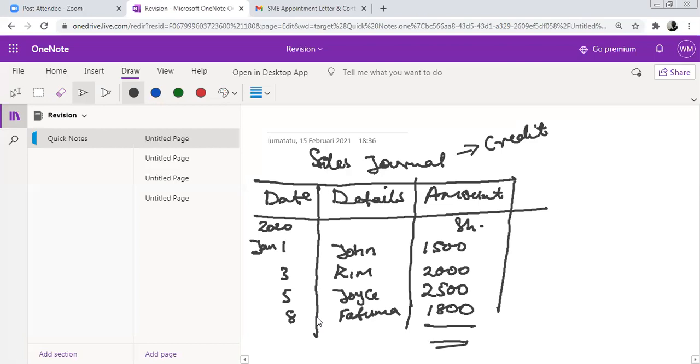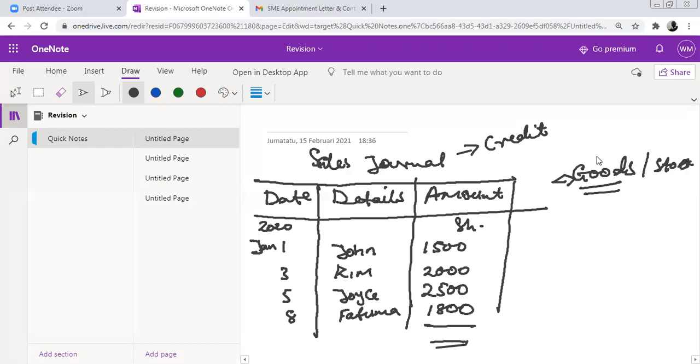So the four journals simply talk about the buying and the selling of goods. The underlying factor here is that those items must be goods. And what are goods? Goods are those items that we are buying with the intention of selling. Anything the business is buying with the intention of selling is going to be called goods. In short, this is what we normally refer to as stock, the things that your business is dealing with.